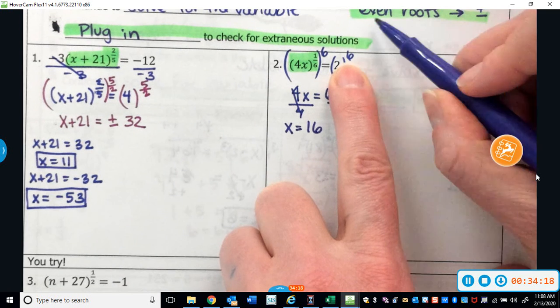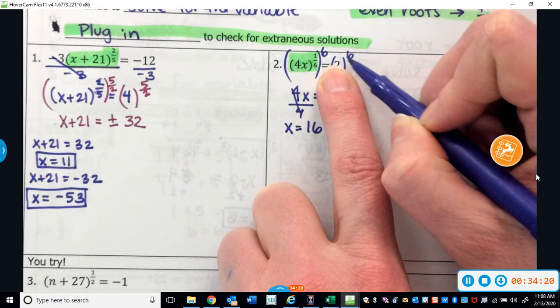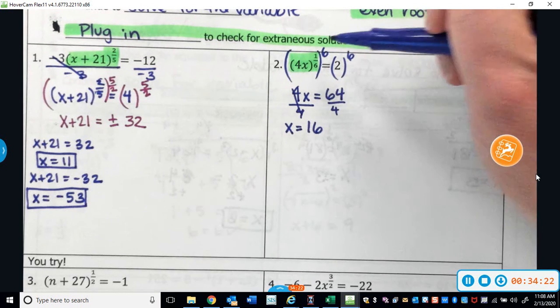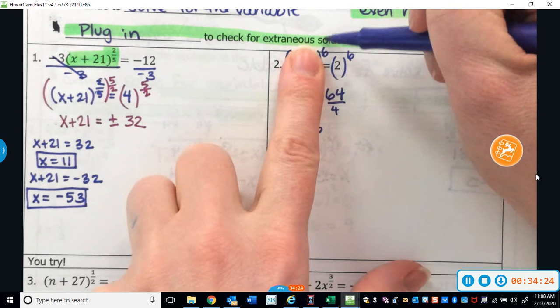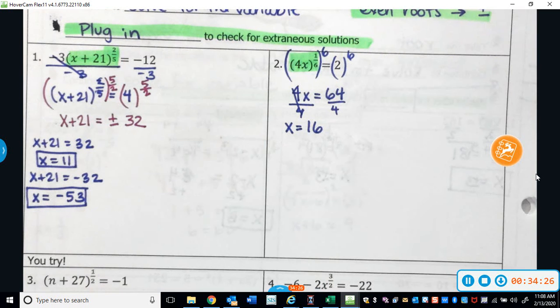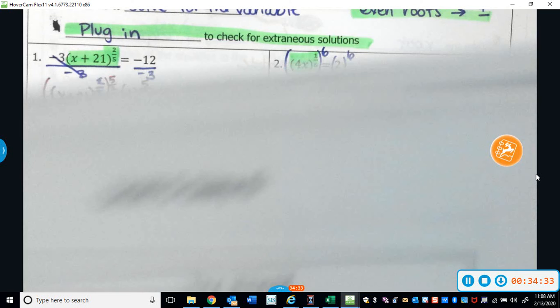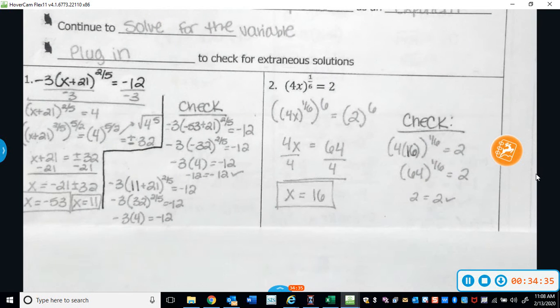So I only do that if I'm taking an even root, and so I didn't take an even root, I raised to the power of 6. If I had to use 1/6 to solve this, then that's when I would do that. And if you check this one, if you plug it back in, this one does work. Let me do that.